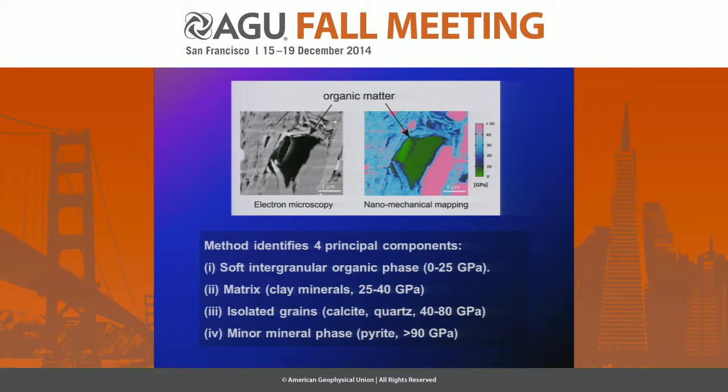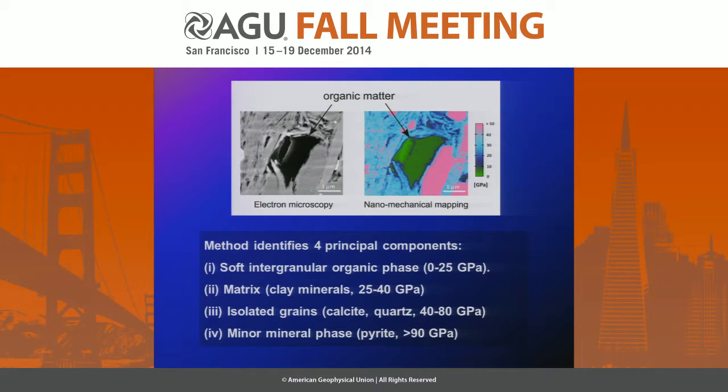So basically, what are we doing? We're identifying a soft intergranular organic phase, which is somewhere between 0 and 25 GPa. And this isn't because we're getting poor measurements. It's because we're actually getting a distribution of values. So this is the electron microscopy image. This is nanomechanical imaging, and those are imaged with two different instruments.